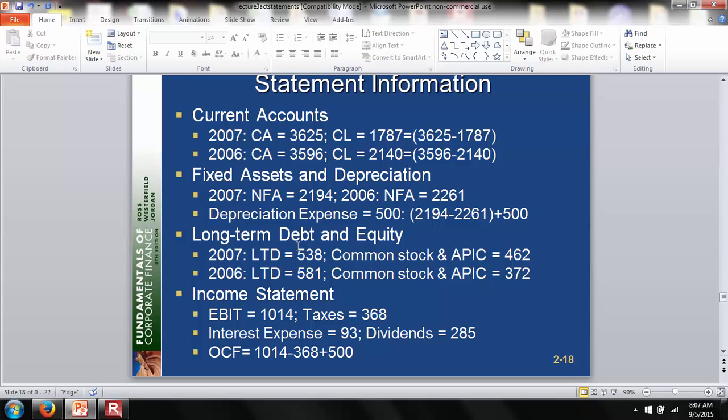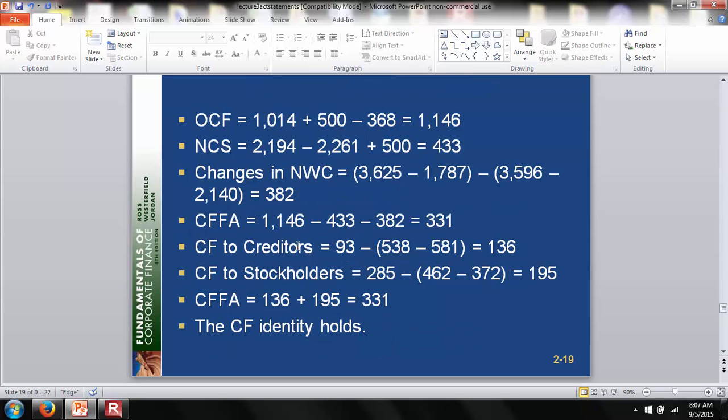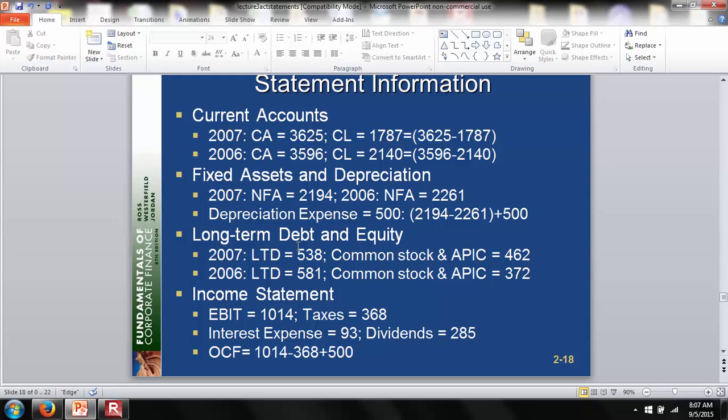the 93. You also want to look at the change in the debt. And the change in the debt is 538 minus 581. So basically here what we find is that the firm has actually paid off some of the bonds. So the cash flow to creditors is 136. So 93 million they get because of the interest payment, and 43 million they got because the firm has paid off the bondholders. What about the cash flow to stockholders?